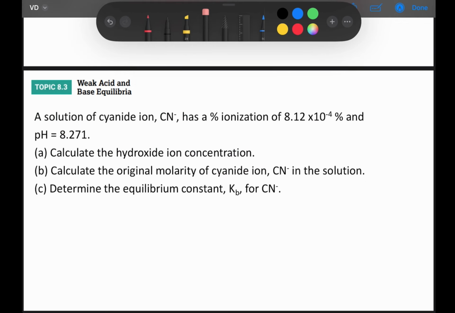And now let's do this question. You can pause the video and read the question carefully. Try it on your own if you can do it.